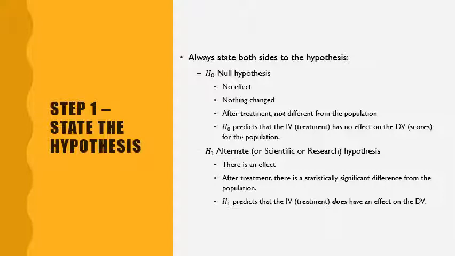Let's talk about the alternate hypothesis, which we call H1. You might also see it written as scientific hypothesis or research hypothesis. This is what the researcher thinks is going to happen. The researcher typically thinks there is an effect. And after treatment, there is a statistically significant difference from the population. So H1, or the alternate hypothesis, predicts that the independent variable does have an effect on the dependent variable.